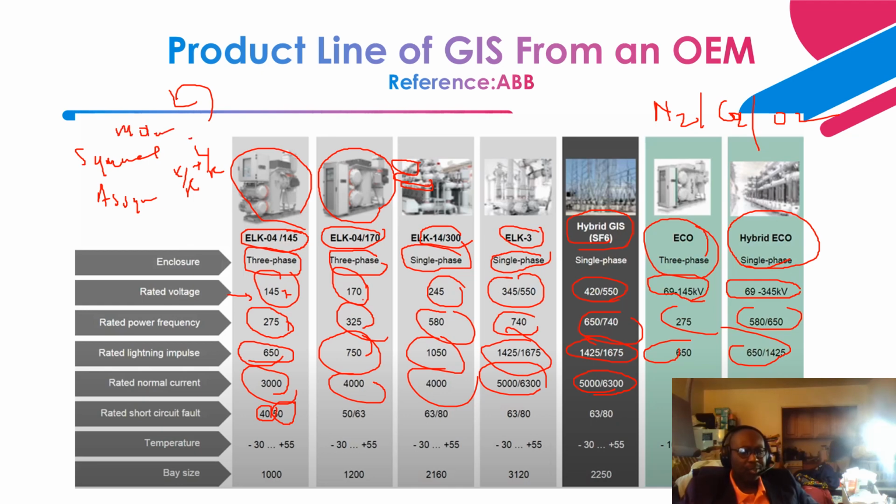Next is the temperature, with a variation from -30 to 55 degrees. That is one of the considerations you have to look at when you are implementing a gas-insulated switchgear. The average temperature and the maximum temperature of the area have to be obtained. Then the size of the bay: these are the dimensions of the bay for the GIS.